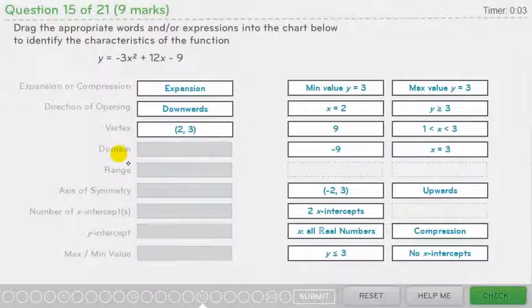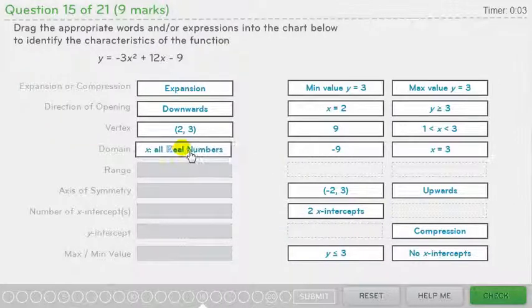Next, we can take a look at the domain. For any quadratic function, the domain is always the same. It is x is all real numbers.